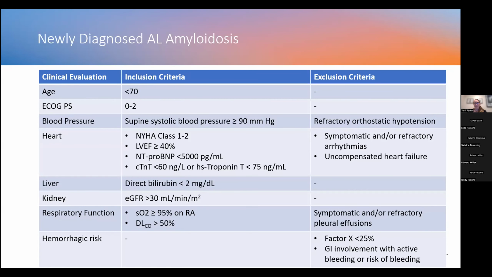Some items that would exclude patients from proceeding to autologous stem cell transplant include refractory orthostatic hypotension, meaning low blood pressure, refractory arrhythmias or abnormal heart rhythms, decompensated heart failure, refractory pleural effusions, which is fluid in the lung, or an increased risk of bleeding.